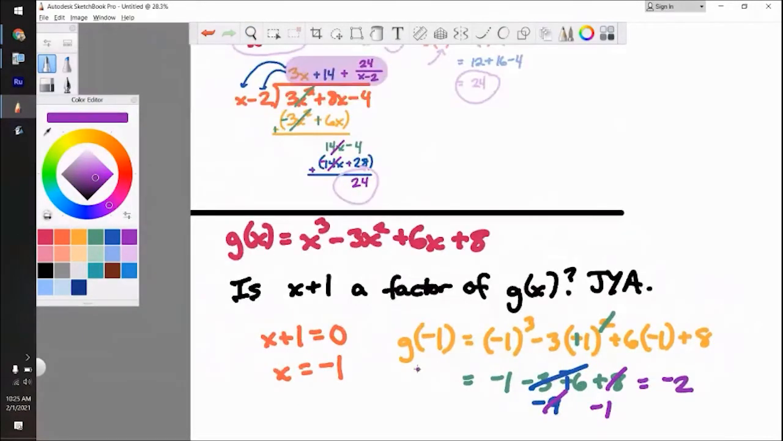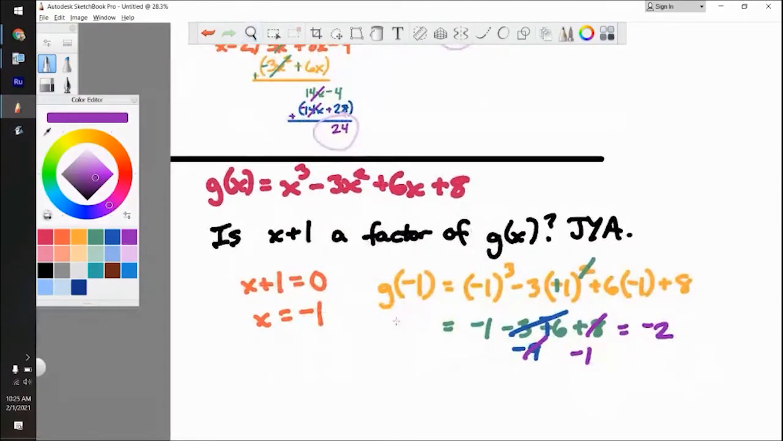So I got the remainder to be negative 2. So does that mean, is it a factor, yes or no? No. Very good. So the answer for this one would be no, and then the justification would be because g of negative 1 is not equal to 0. Okay, you could have even written g of negative 1 is equal to negative 2. That shows that it's not a factor. If it was equal to 0, then it would be a factor. The reason for that is because if there's no remainder, that means it divided through evenly, essentially.